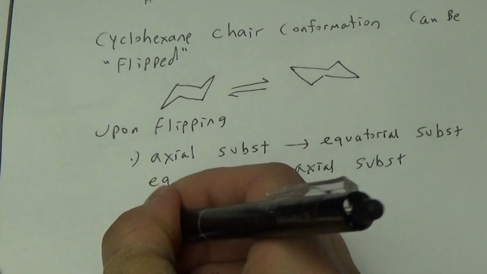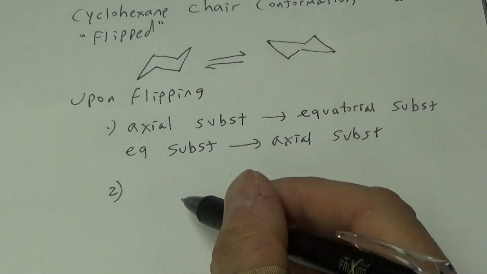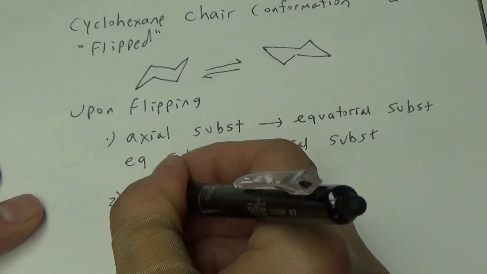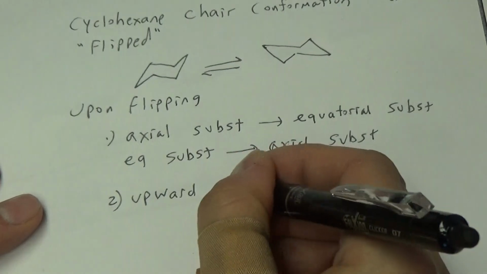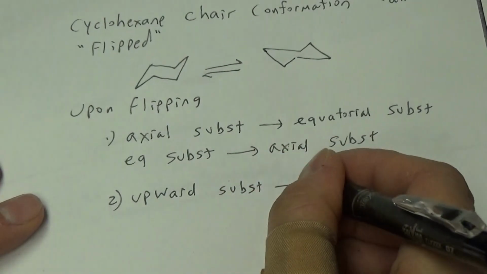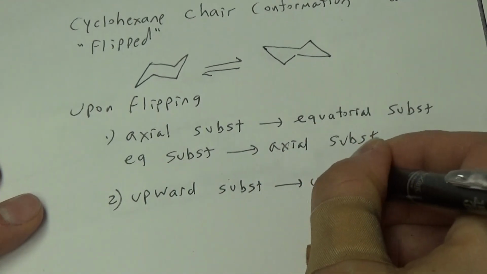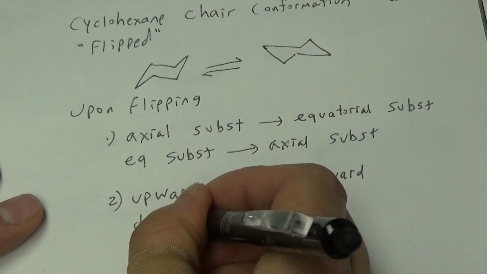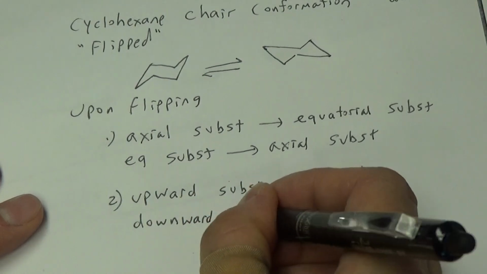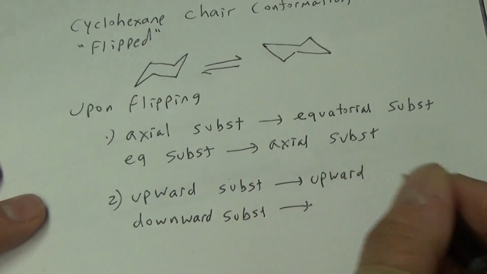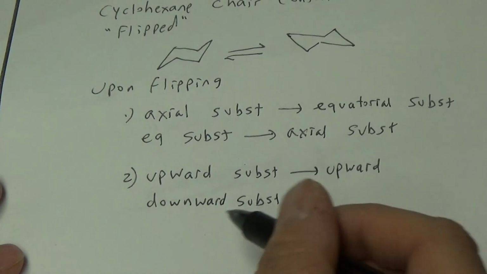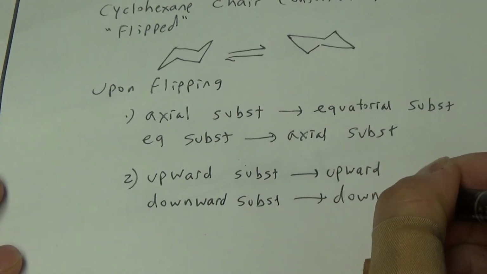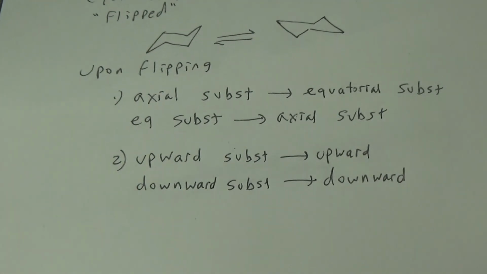The other thing that is really critical when we draw flipping is that all upward substituents stay upward, and all downward substituents, what do you think? Are they going to stay upward or stay downward? Downward stays downward. Upward stays upward, downward stays downward. Okay?